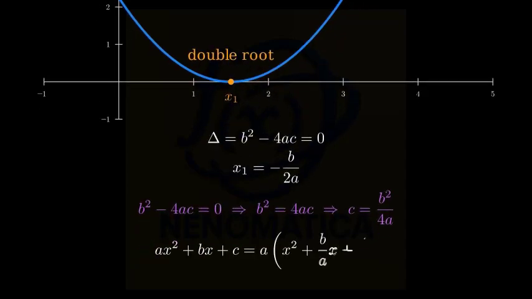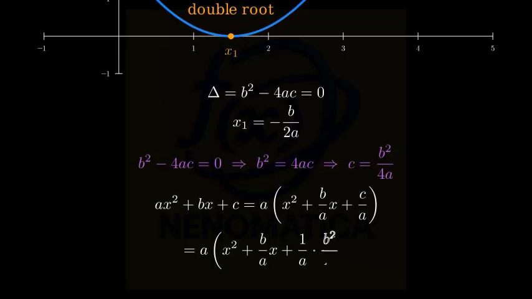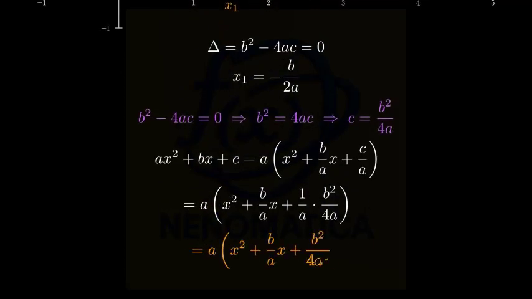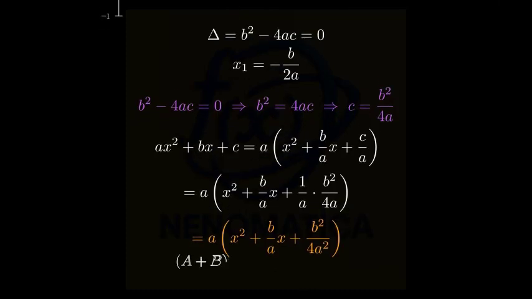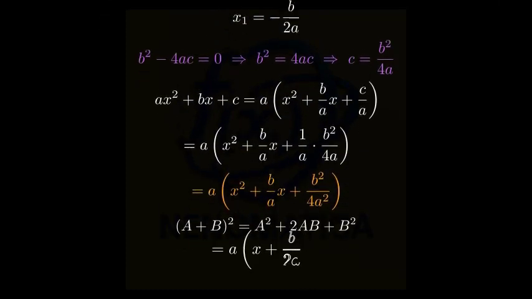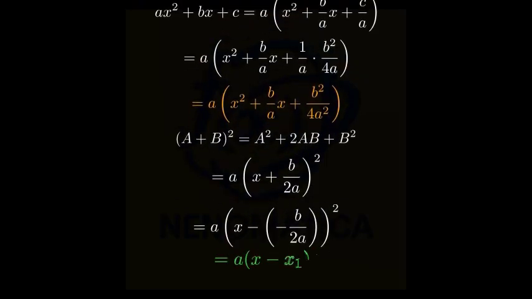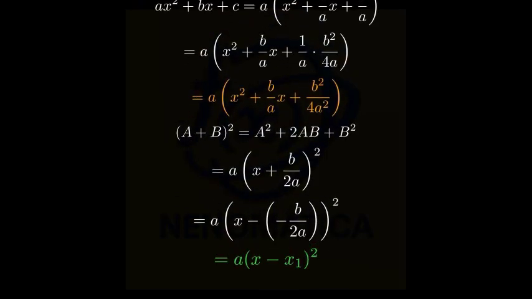Next, factor out the leading coefficient, a. Then substitute c by b squared over 4a. The part in parentheses becomes a perfect square. Recognize a perfect square: a squared plus 2ab plus b squared equals (a plus b) squared, where a is x and b is b over 2a. So this equals a times (x plus b over 2a) squared.